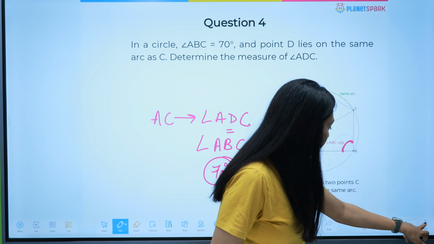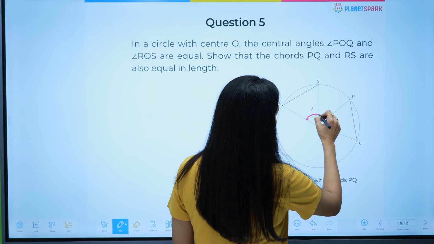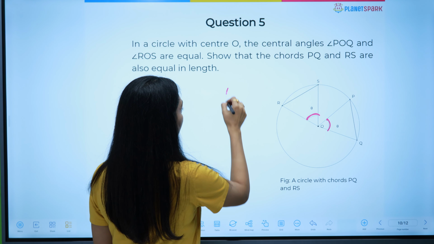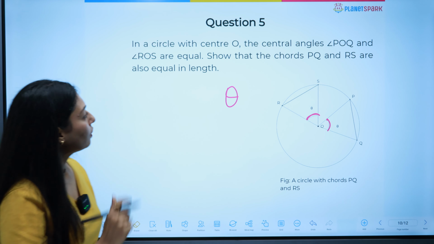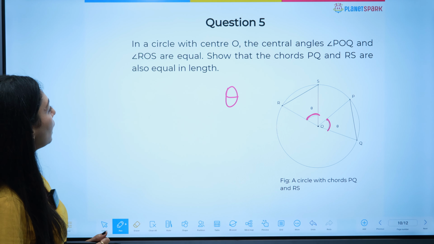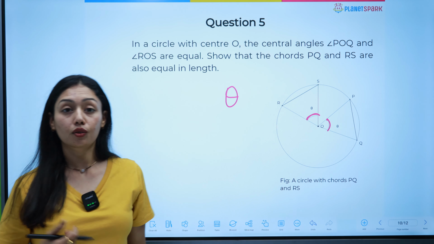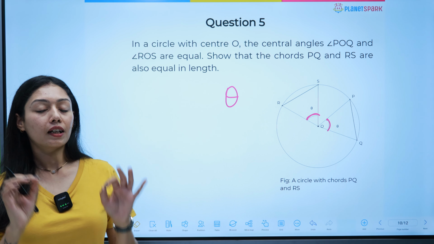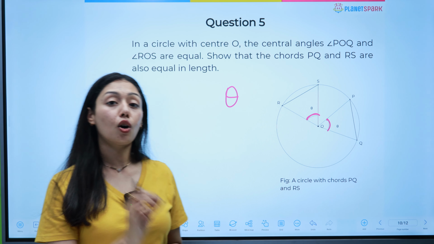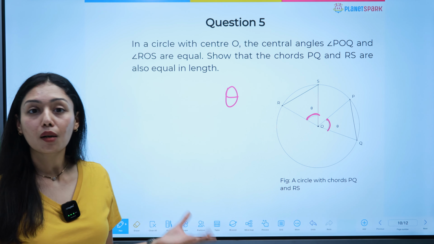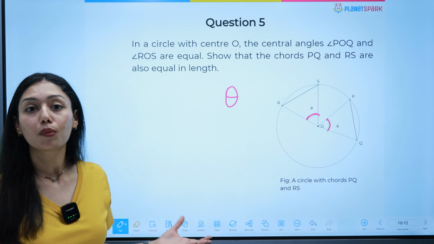Okay. Next one. In a circle with center O, the central angle POQ and angle ROS are equal. These two angles are equal, let's say they are theta. And we have to show that the chords PQ and RS are also equal in length. That is the converse of the theorem: if central angles are equal, the chords are of equal length. That is what we have to prove. How do we do it, everybody?